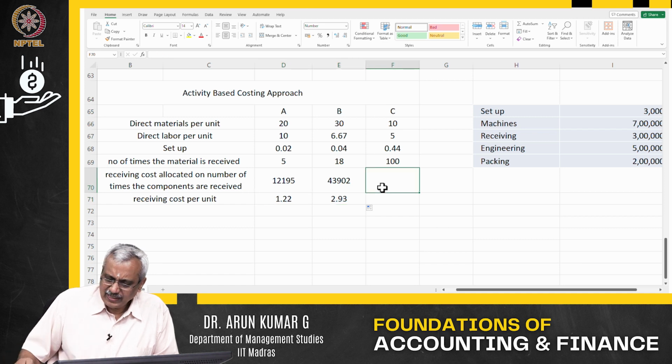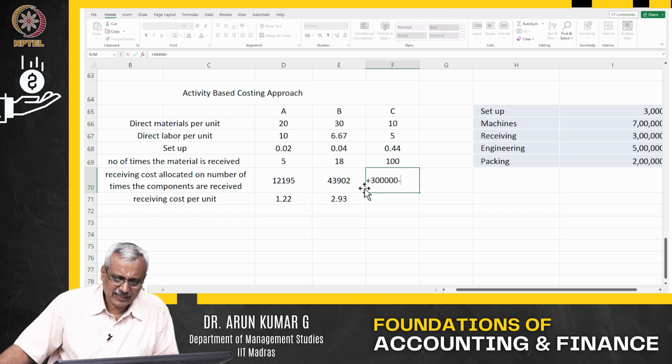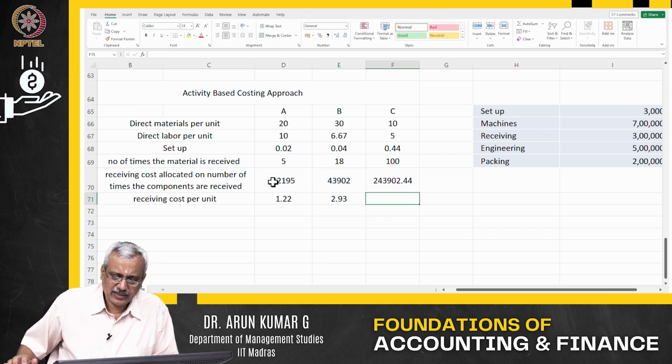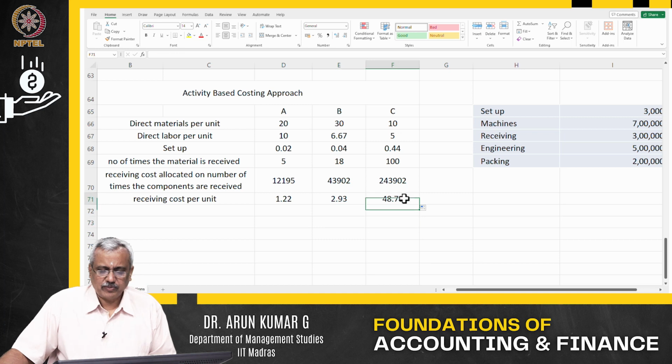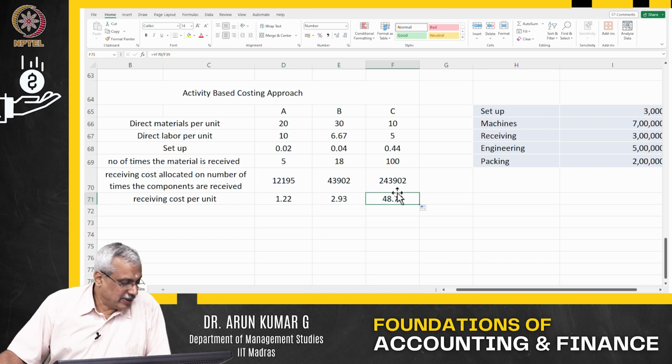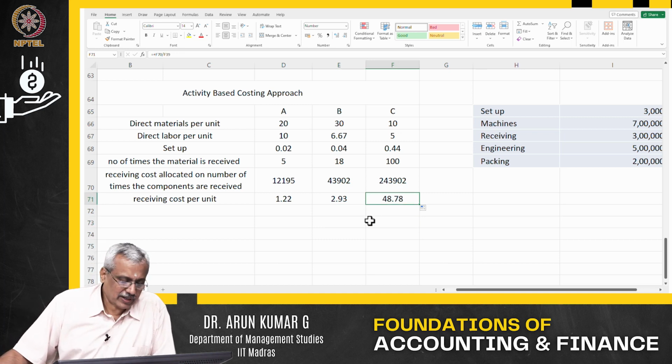For product C, let us look at it. It is going to be 300,000 minus these two. Again I am going to remove the decimals, and my receiving cost per unit is going to be 48.78. This is going to be my receiving cost in this particular case.